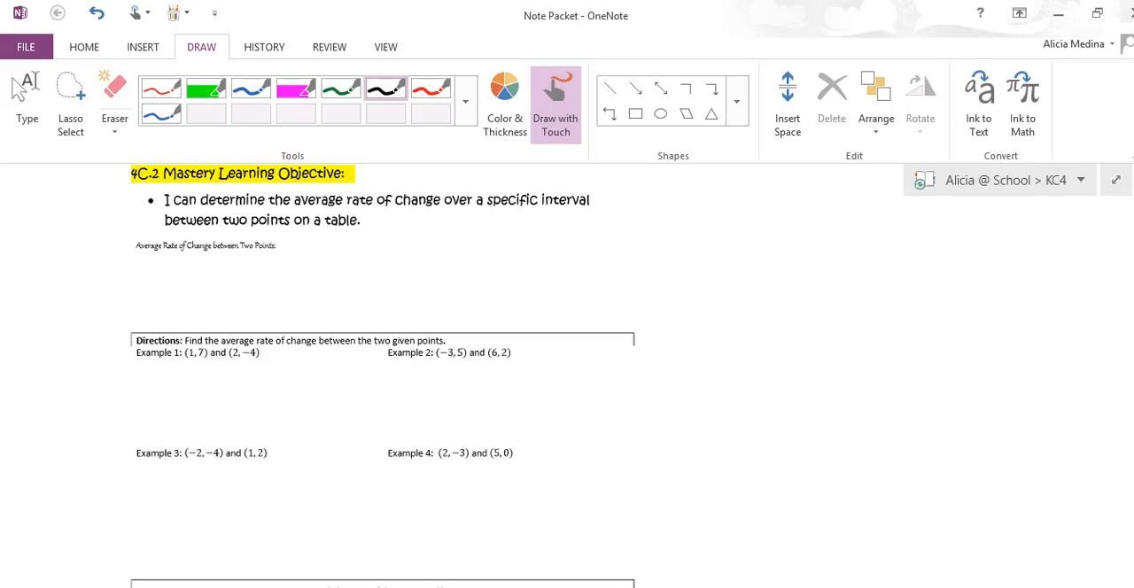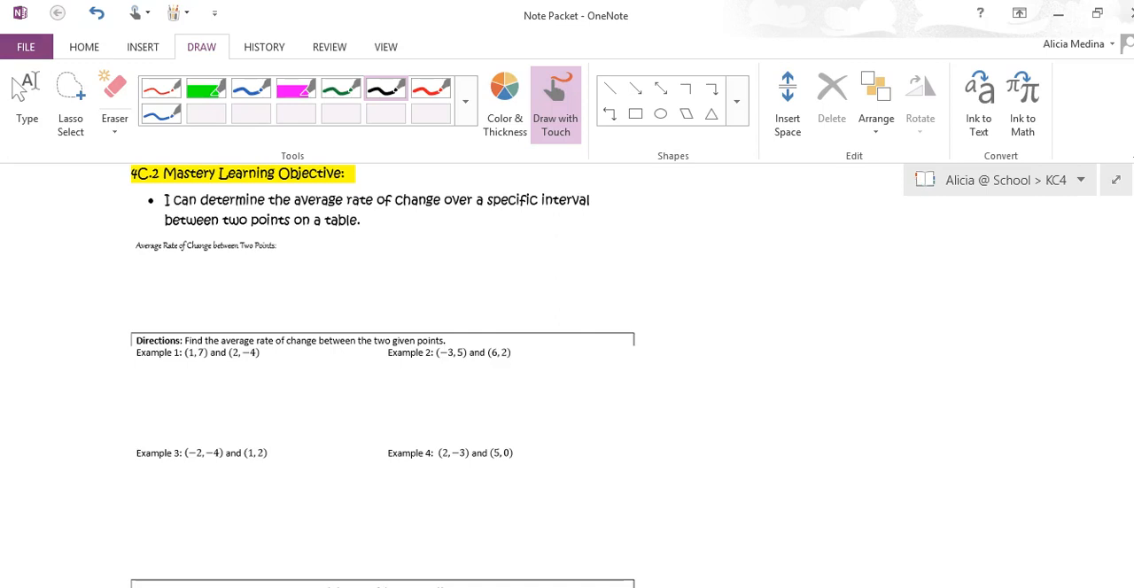Hey guys, in this video we're going to be covering activity 4C.2. Our mastery learning objective is: I can determine the average rate of change over a specific interval between 2 points on a table. So now we have a table, or we just have any 2 points. It's still kind of the same concept of average rate of change. We're trying to figure out if it's going to be positive or negative.